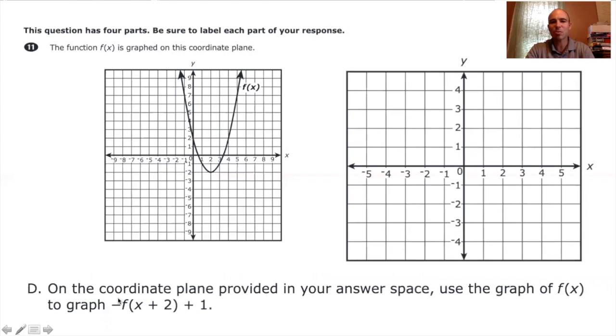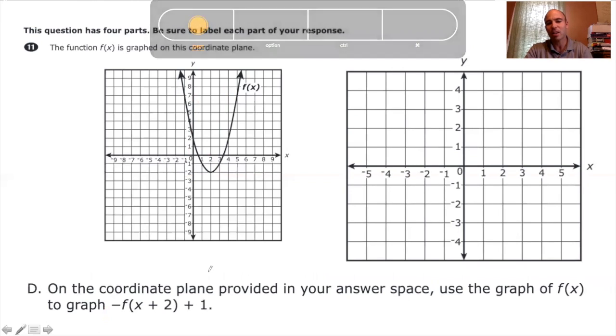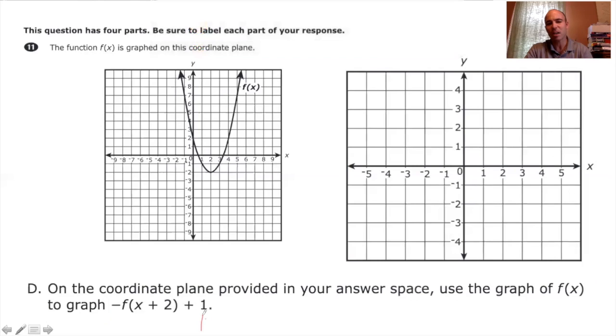Okay, and then this is one that asks you to do kind of 3 things. So this means you shifted up 1. And by the way, this is a little more advanced, so unless you took Algebra 2, you may not know this. This would mean shifted over to the left 2, because you're zeroing this out. And this means flip it upside down.